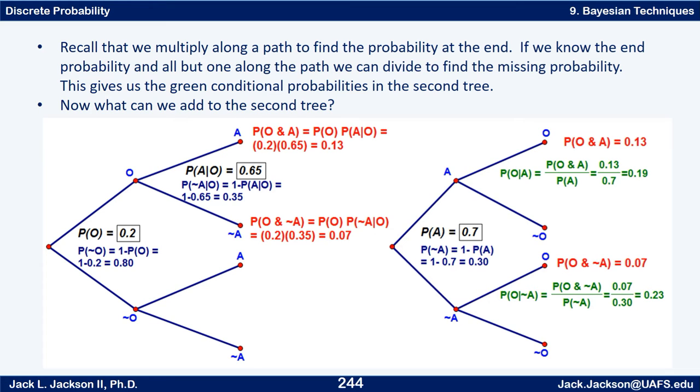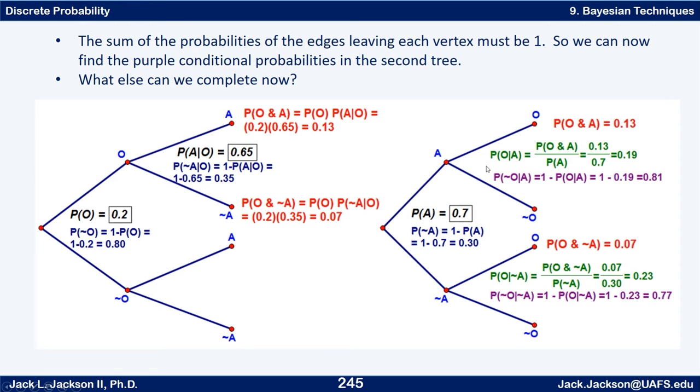Well, can you finish the second tree? What's the next step? Do it now. Well, remember these add up to 1. So if the green one here is 0.19 for this top edge right here, then the other one that comes out of it must be 1 minus 0.19, which is 0.81.